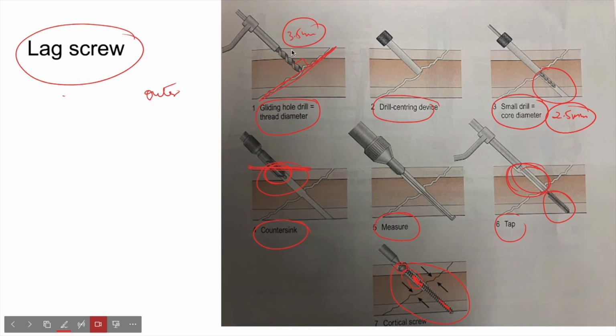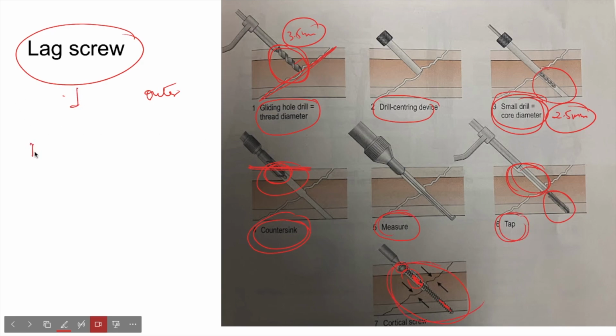So these are the steps. The first step is the gliding hole or near cortex is drilled with the outer diameter of the screw. Then you have to drill the far cortex with the core diameter of the screw. Then you have to countersink, right? Then you have to measure, tap that far cortex and then apply the screw for compression.